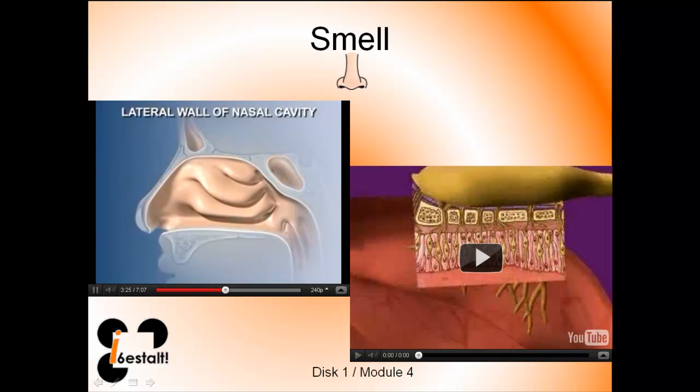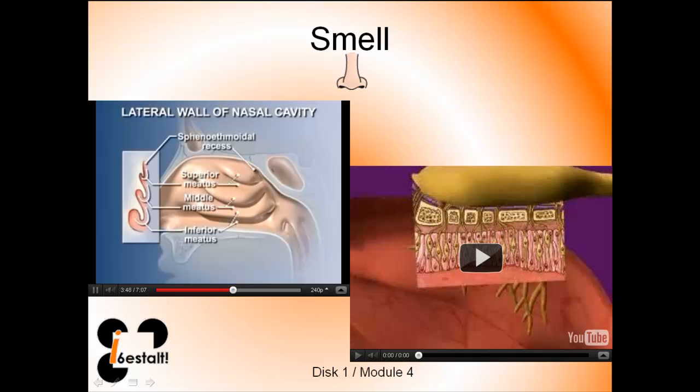The conchae are projections of bone from the lateral wall of the nasal cavity covered by mucous membrane. The spaces around the conchae are called the meatuses. The inferior meatus lies below and lateral to the inferior concha. The middle meatus lies below and lateral to the middle concha, and the superior meatus lies below and lateral to the superior concha. The space above the superior concha is the sphenoethmoidal recess.